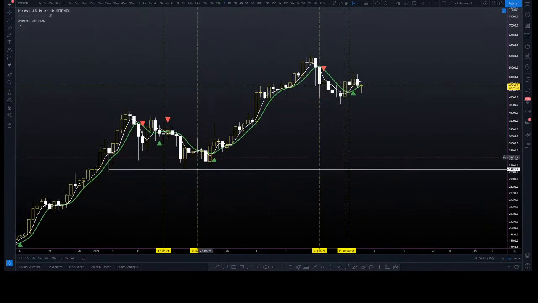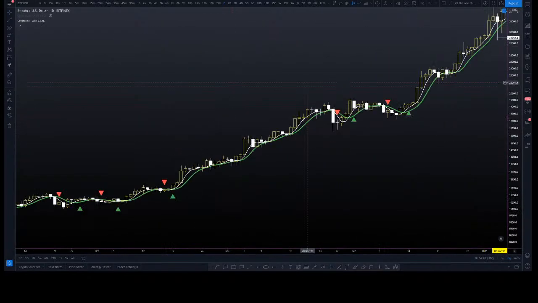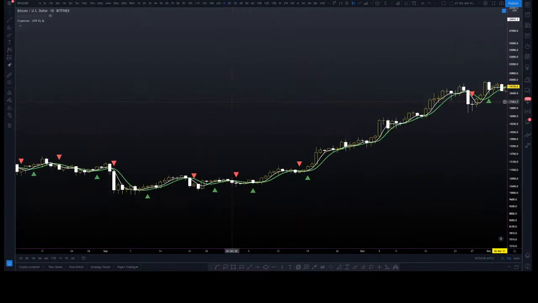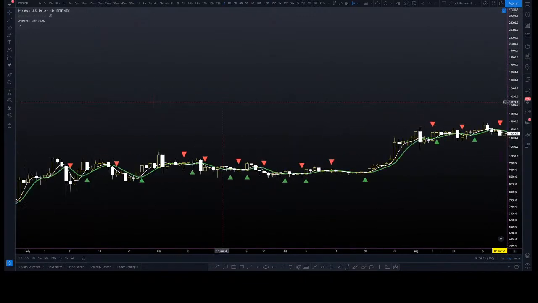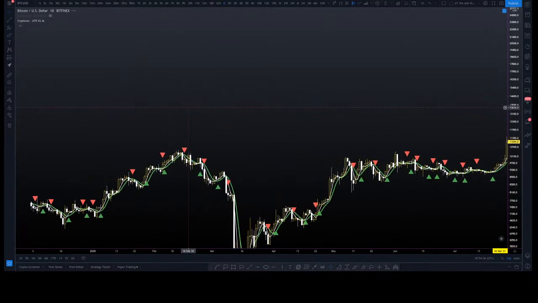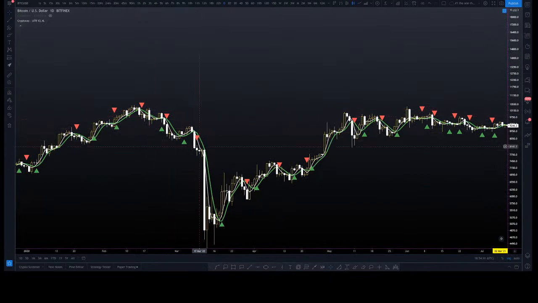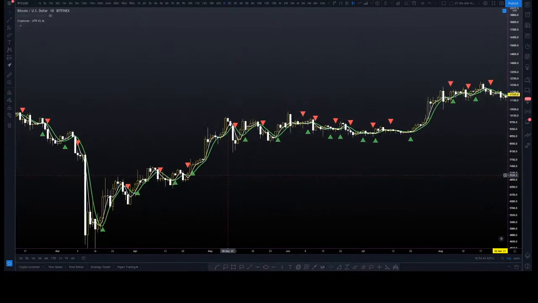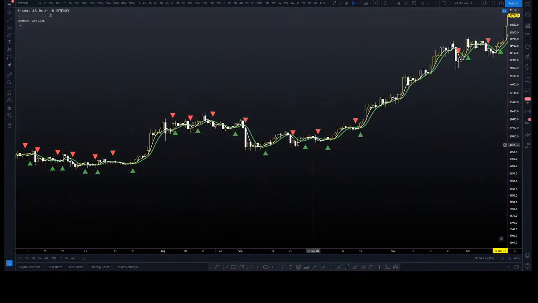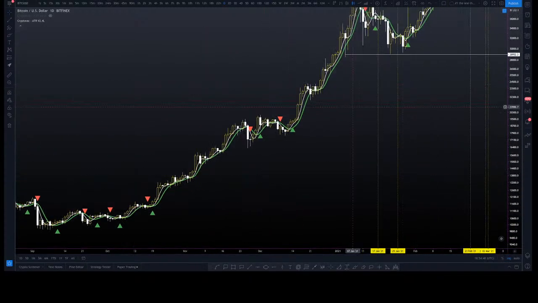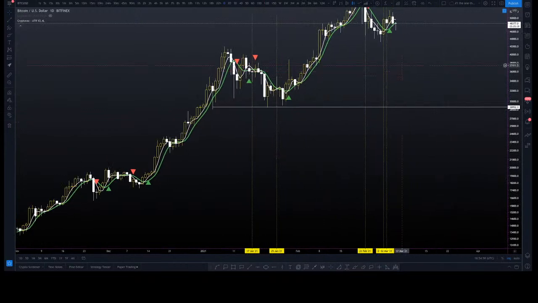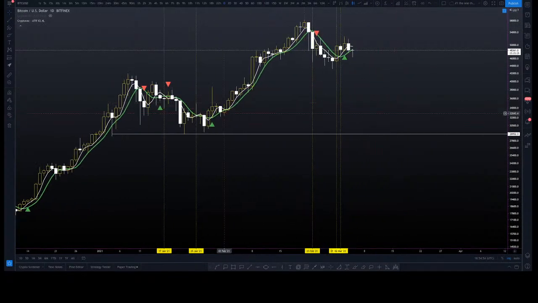We could see that when the green is underneath, we're in a bull trend, and we've been in a bull trend for quite a while here. Okay, and when the green is up top, we know we're in a bear trend. So these are trend followers. They're not moving averages or anything like that. They're trend followers, so it's a little different.